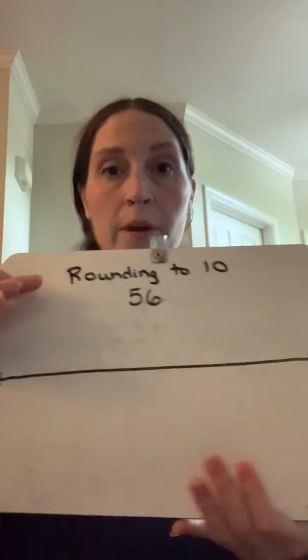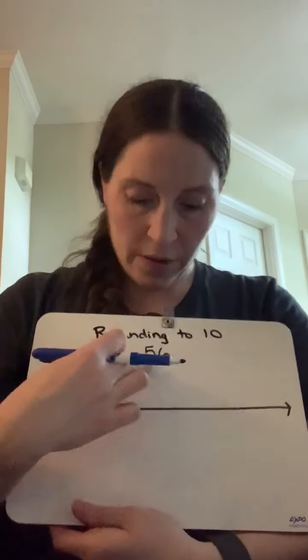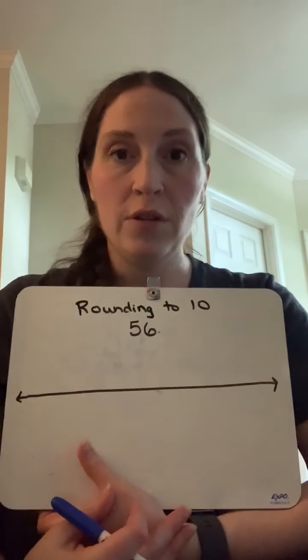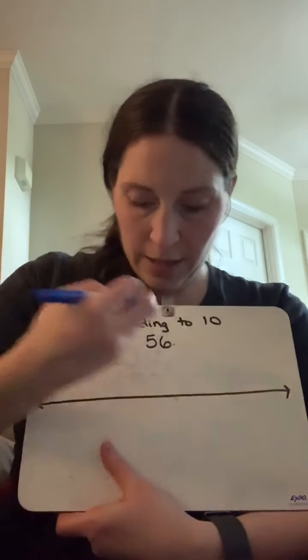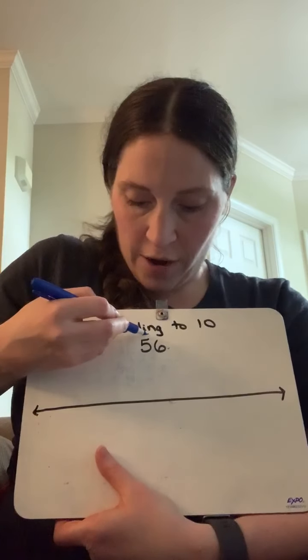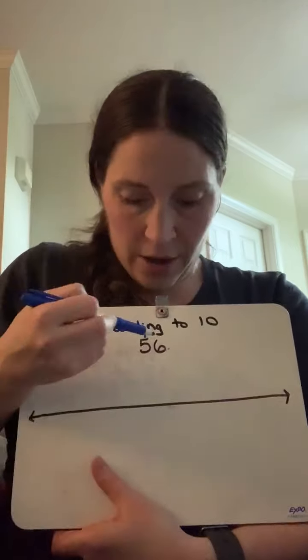Okay, so the first one we're going to go over is using our open number line. Okay, so we're going to round the number 56. The first thing you need to do is find the number that's in the tens place. So remember, that's our first digit. Our 5 is in our tens place, and our 6 is in our ones place.